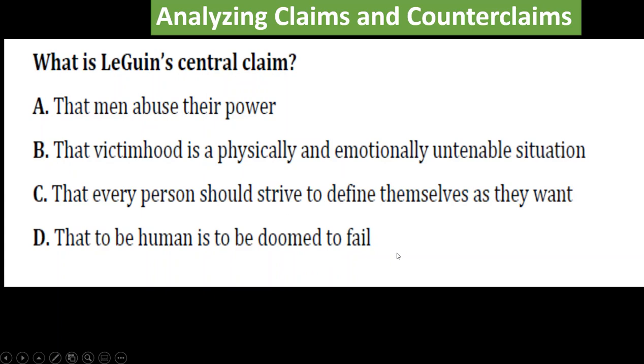Again, this is not a direct question. You need to understand the aim of the writer in order to be able to answer such type of questions.